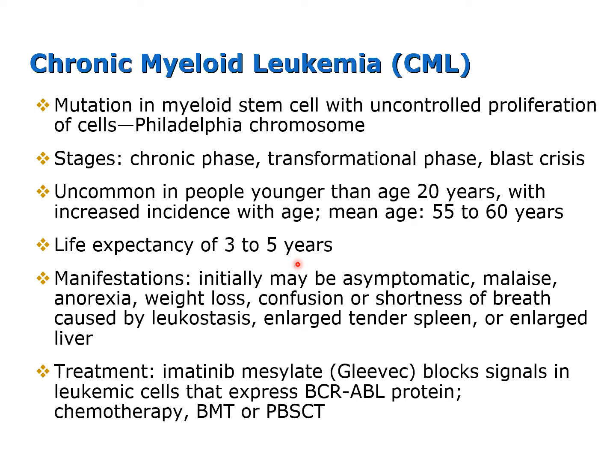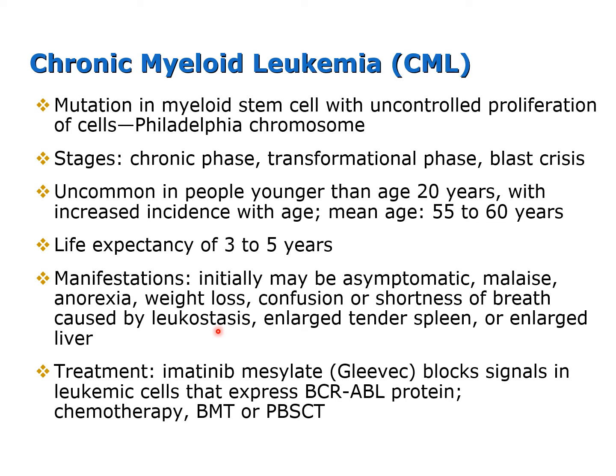All right. So now you're trying to see, okay, which ones of the leukemias are the better ones or the worst ones, right? So you're paying attention to some of those little things as well. Some of your manifestations: maybe asymptomatic, you're going to see things like malaise, anorexia, weight loss, confusion or shortness of breath caused by leukostasis.